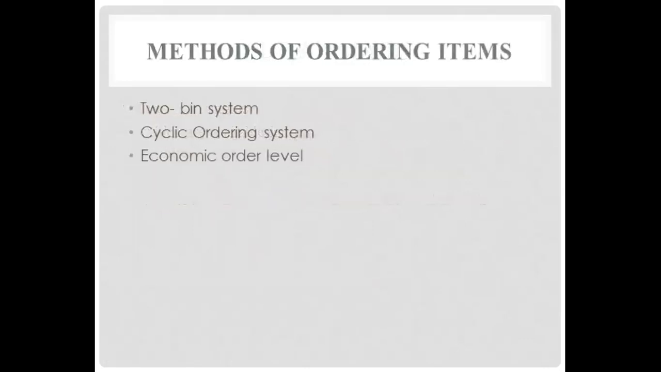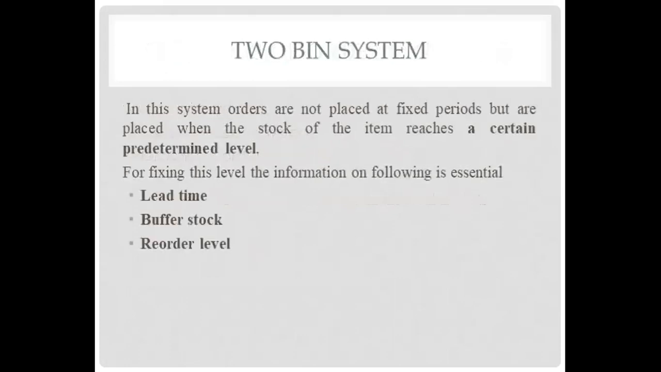There may be other methods of ordering items which include two-bin system and cyclic system. In the two-bin system, orders are not placed at fixed periods but are placed when the stock of items reaches a certain predetermined level. For fixing this level, the information needed includes lead time, buffer stock, and reorder level.